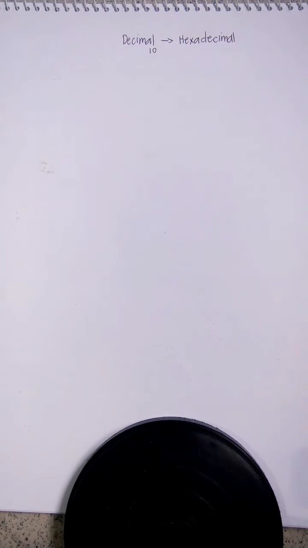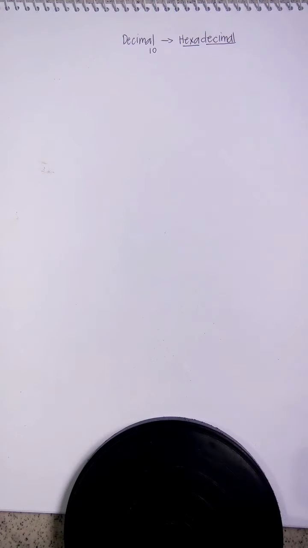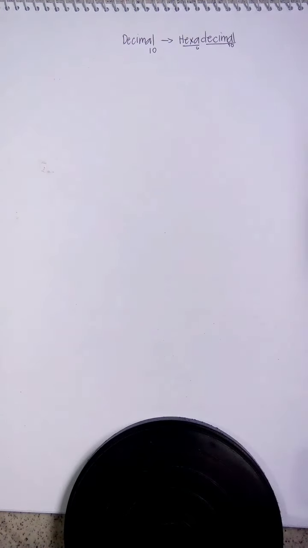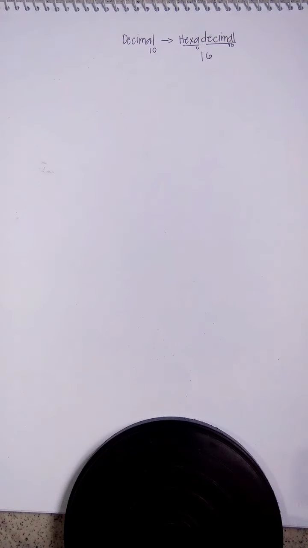Now, what about the hexadecimal system? Notice that it's composed of two words, hexa and decimal. Hexa corresponds to 6. As we could see here, decimal corresponds to 10. And so if we add 6 and 10, this will give us 16. So the hexadecimal system is a base 16 system. We need to know the numbers that correspond to the hexadecimal system from the decimal system.